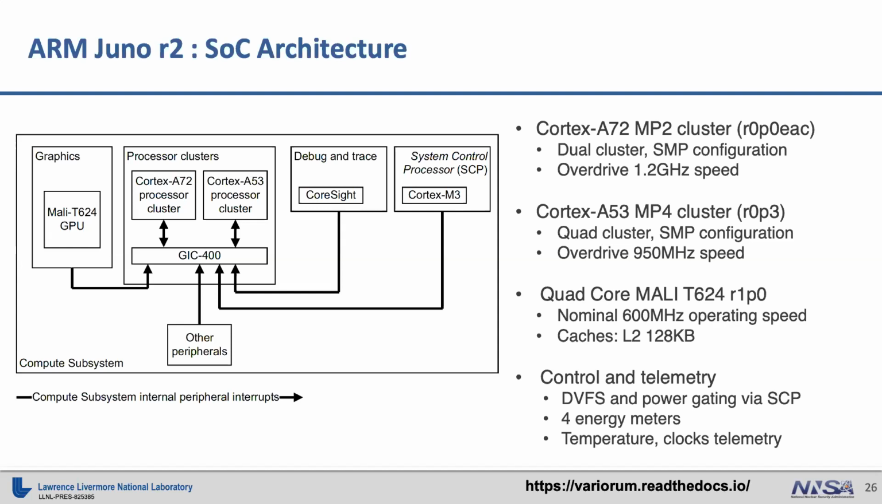So the Variorum port that we have leverages the temperature, clocks, and energy telemetry exposed by SCP, and also uses the DVFS controls on the big and little clusters. For reference, you can see the ARM Juno developer documentation. Next slide.